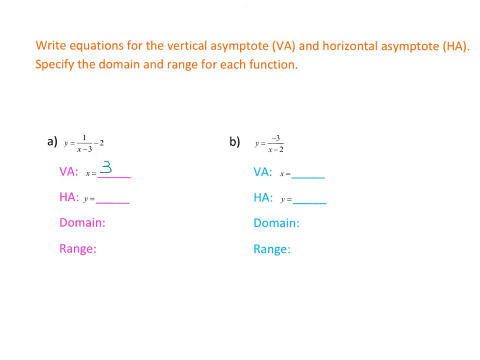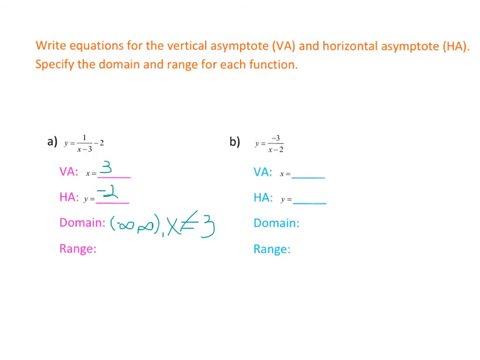We can know the horizontal asymptote by knowing the k value. And the k value is negative 2. So the equation would be y equals negative 2. Now remember, at the beginning of the video, I said that the domain would be all real numbers, meaning it's from negative infinity to positive infinity. However, there is one exception. X cannot be the vertical asymptote, which in this case is 3. So x cannot equal 3.